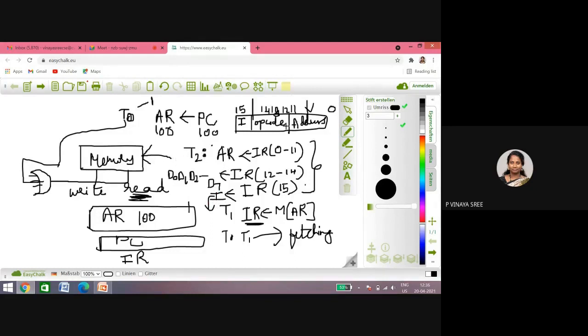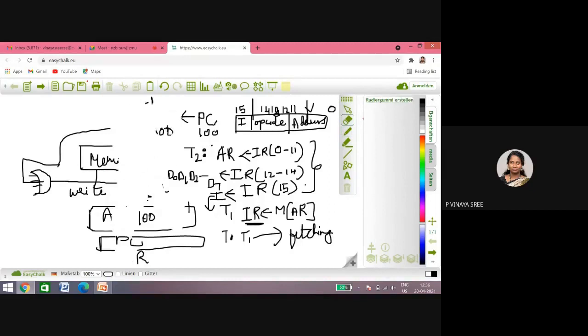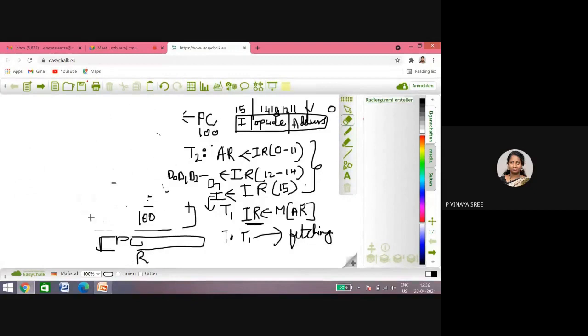Okay. So let me start once again. I want the steps for fetching. I want the steps that we have discussed in decoding. Then I will start the class.